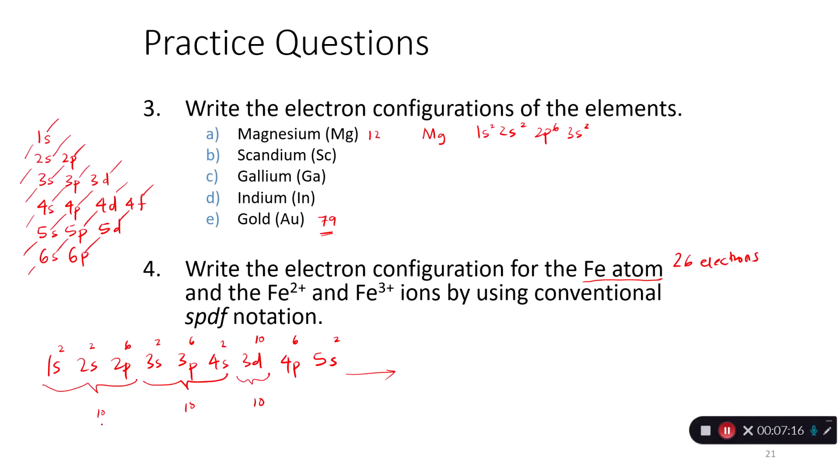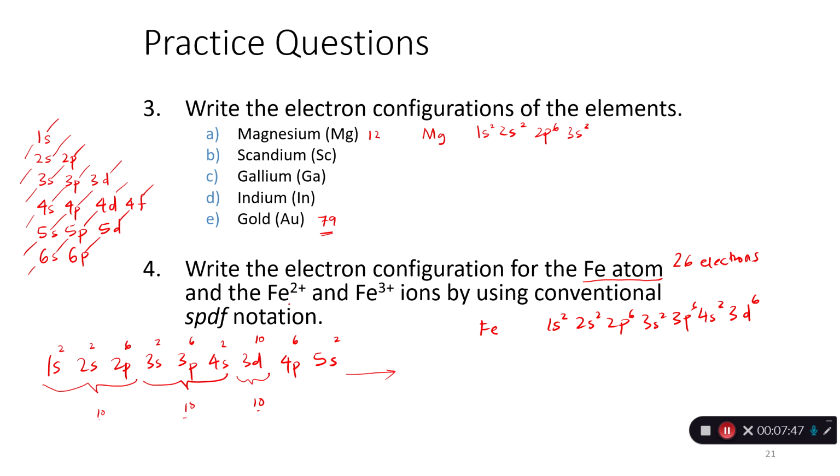26 will be, this is 10, 20, 6 from here. This is 30, right? So 6 from 3d10. So for Fe it will be 1s2, 2s2, 2p6, and then 3s2, 3p6, 4s2, that's 20, and then 3d6 to get 26. So this is for Fe.